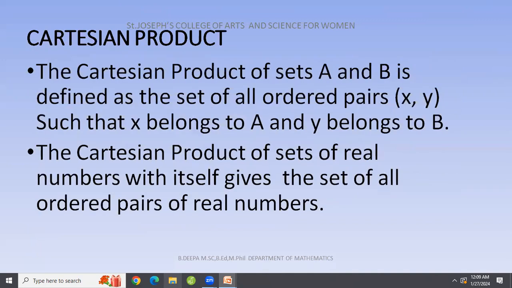The next one is Cartesian product. The Cartesian product of sets A and B is defined as the set of all ordered pairs (x, y), such that x belongs to A and y belongs to B. The Cartesian product of the set of real numbers with itself gives the set of all ordered pairs of real numbers.